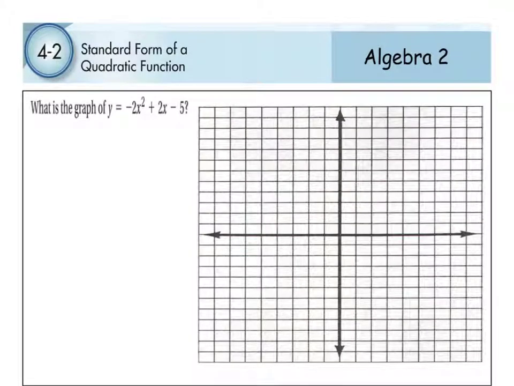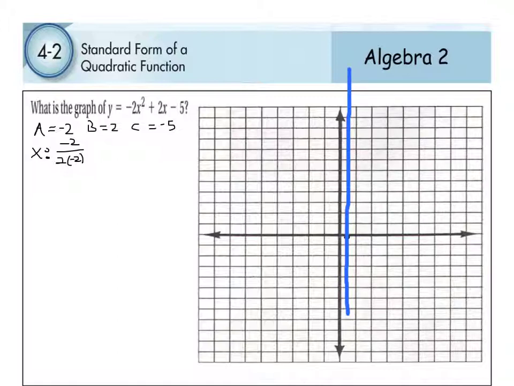Okay, so example number 2, again, first thing we want to look at is we have to identify A, B, and C. In this case, A is negative 2, B is 2, C is negative 5. Okay, so to find the x value of the vertex, I'm going to take the opposite of b, which is negative 2, over 2 times a, which is negative 2. Negative 2 times 2 is negative 4, so negative 2 over negative 4. And that's going to end up being 1/2 once I reduce it.